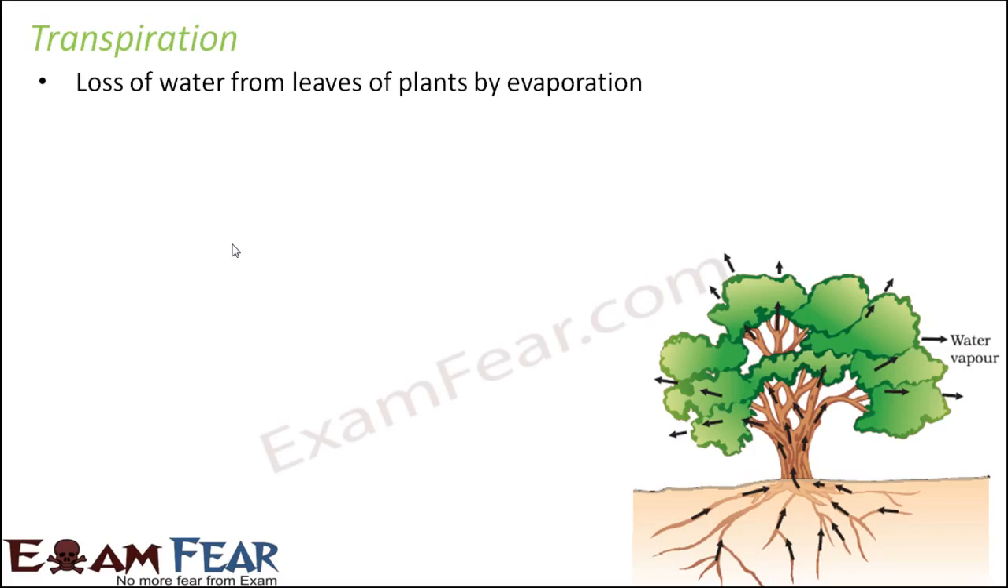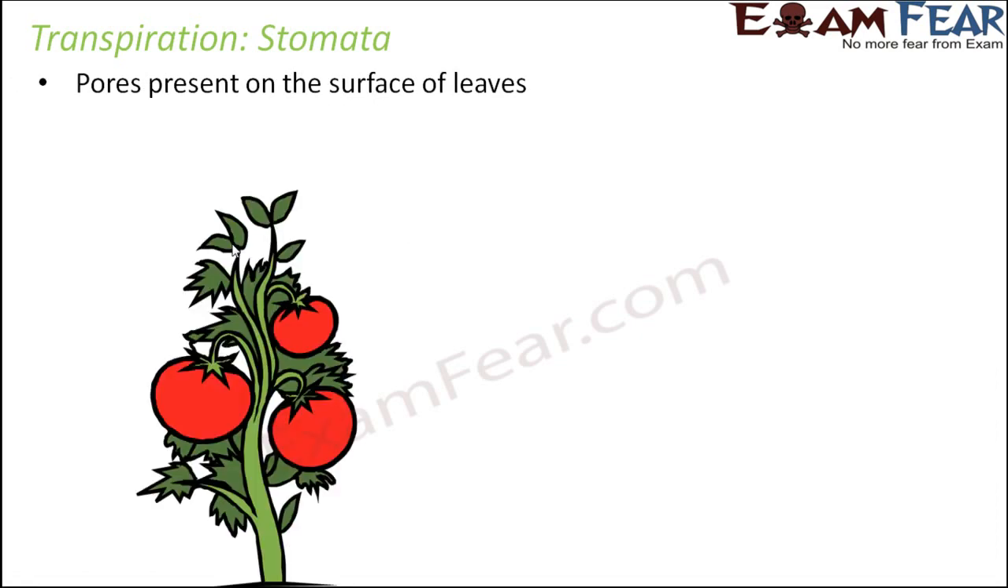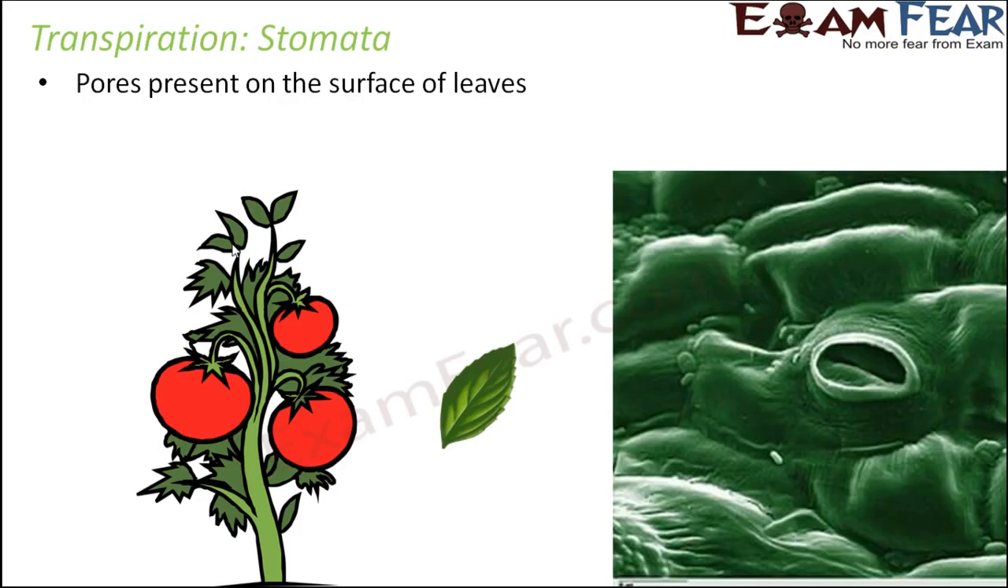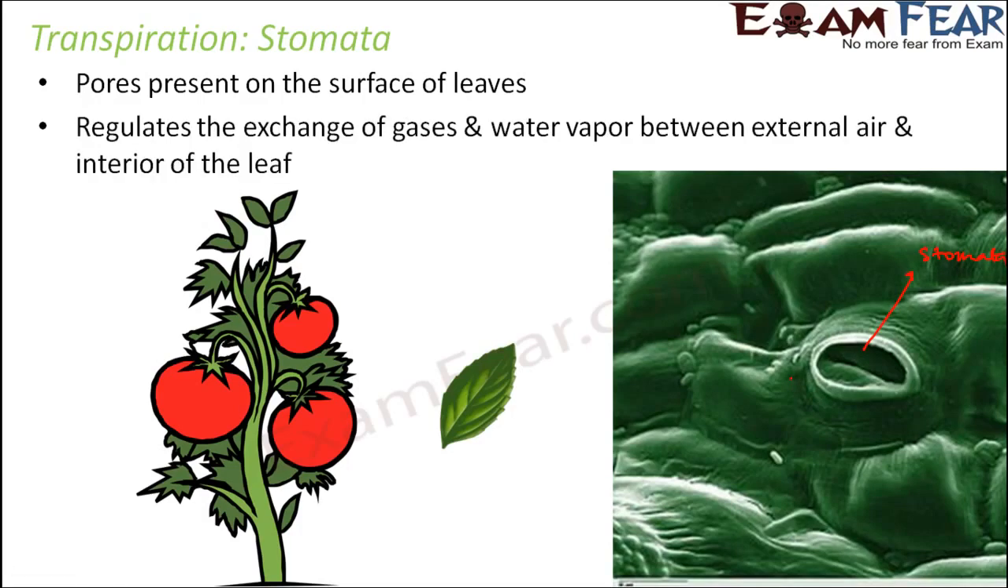The opening and closing of the stomata is governed by the guard cells, as we all know, the kidney shaped cells surrounding the stomata. So let us see what stomata are. They are the pores present on the surface of leaves. When you see a plant, you concentrate on the leaf, and when you see it under a microscope, you actually end up seeing pores like this. These pores are known as stomata. The singular is stoma. They regulate the exchange of gases and water vapor between external air and the interior of the leaf. Stomata play the most crucial role in a plant, because leaves perform photosynthesis, which is mandatory for the plant, and this photosynthesis happens due to the presence of these stomata on leaves.